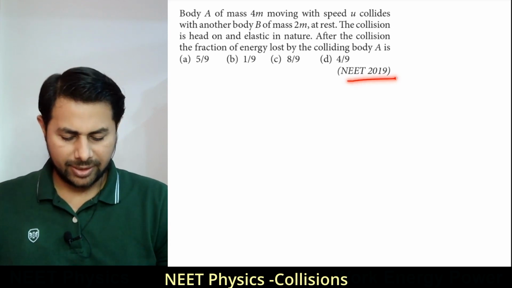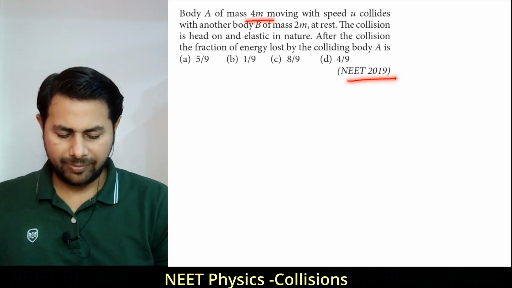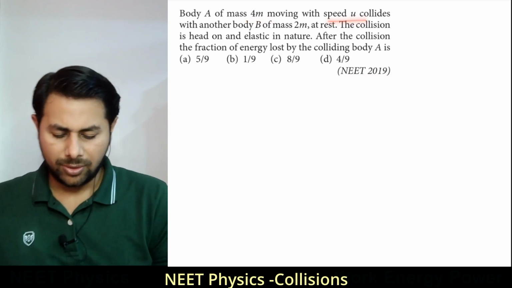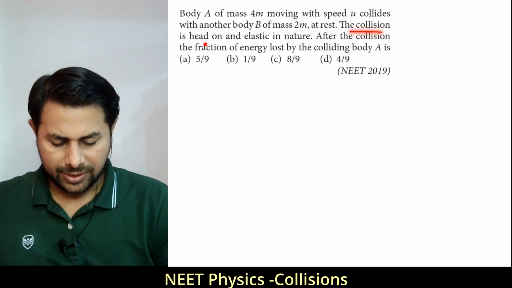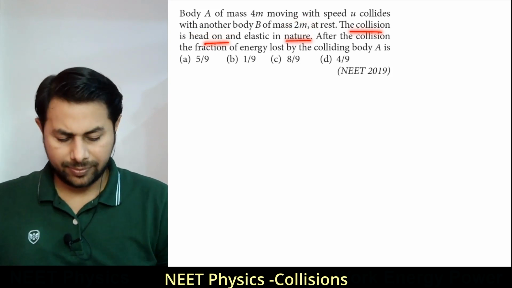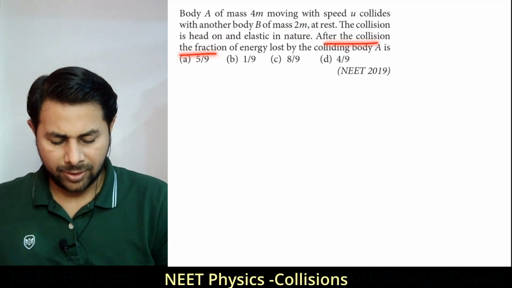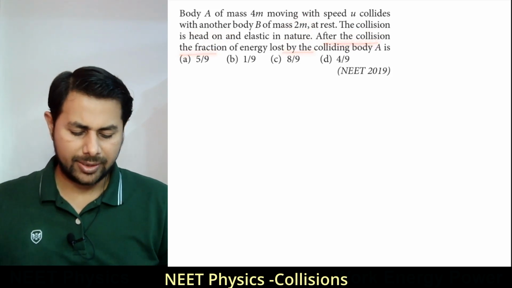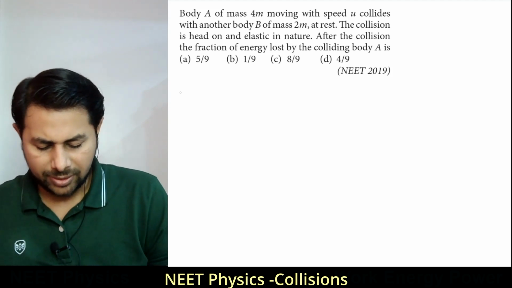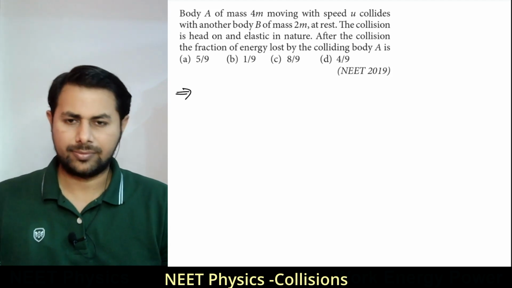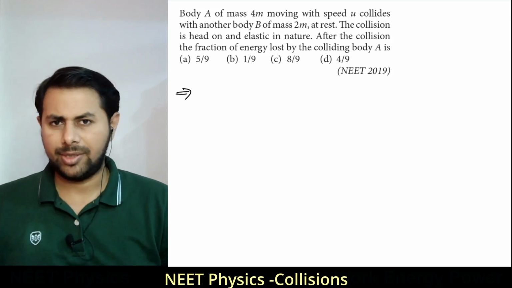This is from NEET 2019. A body of mass 4m moving with speed u collides with another body of mass 2m at rest. The collision is head-on and elastic in nature. After collision, the fraction of energy lost by the colliding body A is? How much of the energy is lost? This is the question. So tell me, this is similar to the last one.